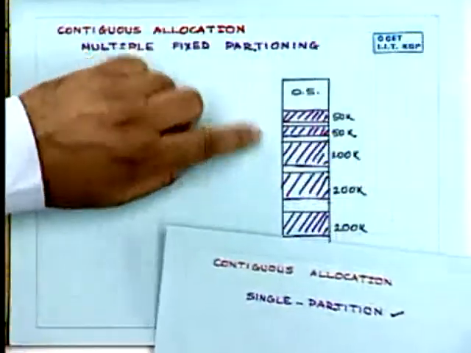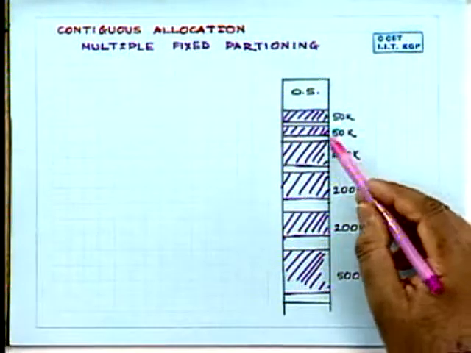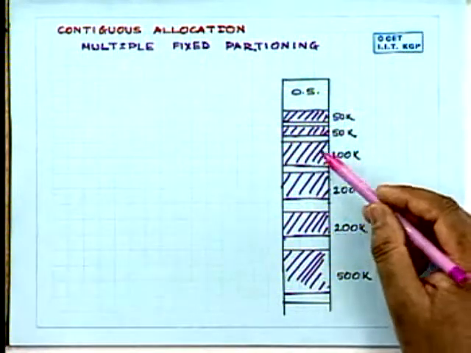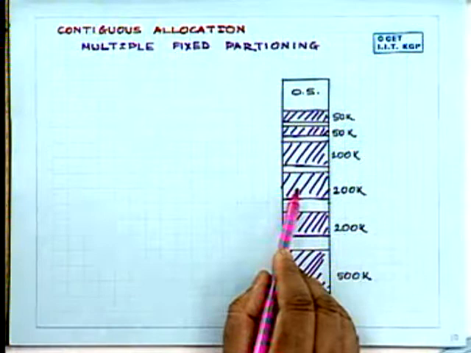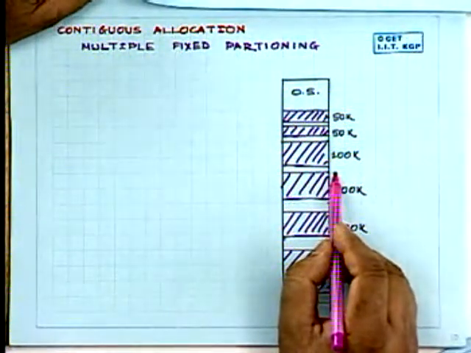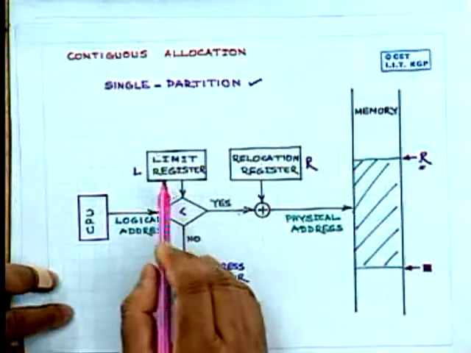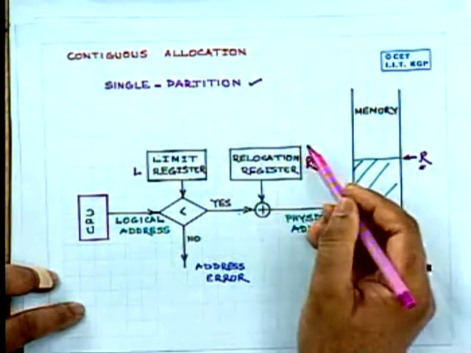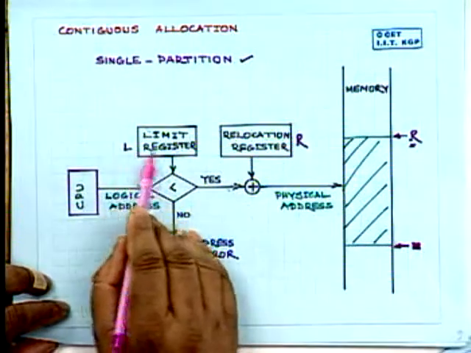All the programs will now be executing concurrently, either in apparent or real concurrency. Whatever the situation, whenever a program, say this program, is being executed, its corresponding relocation address and limit value are to be loaded into the relocation register and the limit register. That means the relocation value, the starting value, should be kept in the relocation register, and the limit value should be kept in the limit register.